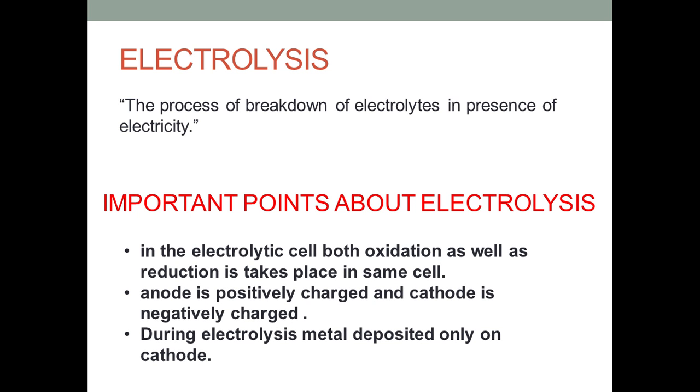Some of these I already discussed, but I repeat again. The first one is, in an electrolytic cell, both oxidation as well as reduction take place in the same cell. But in contrast, in the electrochemical cell, there is a different container for each process. That means one is called the oxidation cell, another is called the reduction cell. But in case of the electrolytic cell, both processes, that means redox type of reactions, are carried out inside a single container. That is a basic difference between the electrolytic cell and the electrochemical cell.